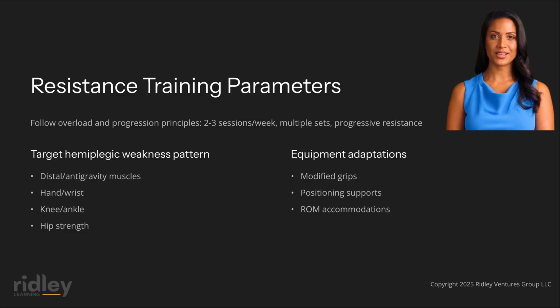Bilateral exercises may enable higher training volumes by allowing the less affected limb to assist, while unilateral exercises more directly target affected limb strength gains. Equipment adaptations, including modified grip handles, positioning supports, and weight systems that accommodate limited range of motion, enable meaningful resistance training participation for patients with significant motor impairments.